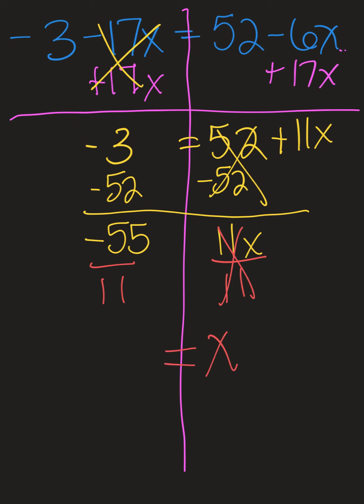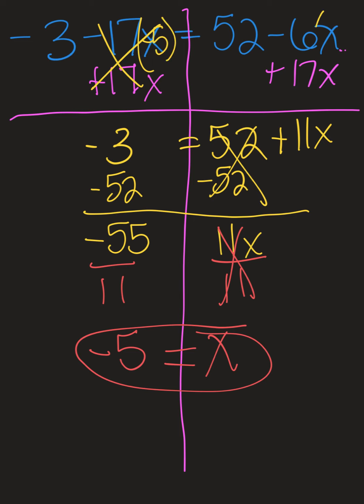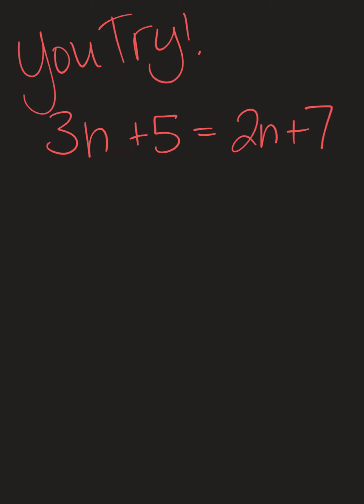And negative 55 divided by a positive 11 is negative 5. And I again can check my work now. So I'm going to plug in a negative 5 on each side. And I do get an even answer, making this correct. Write this down, pause your video, give it a shot, and make sure to check in with Mrs. Jackson.